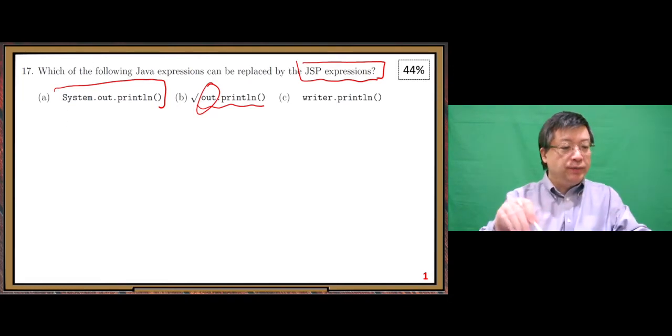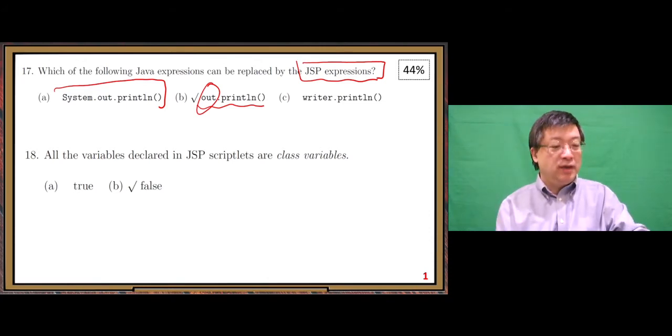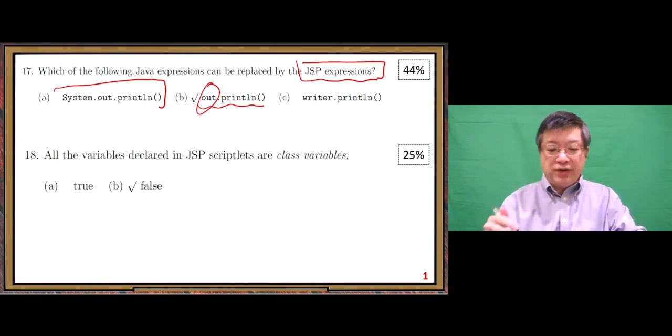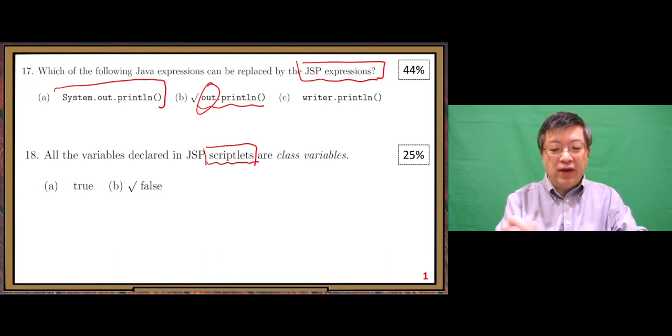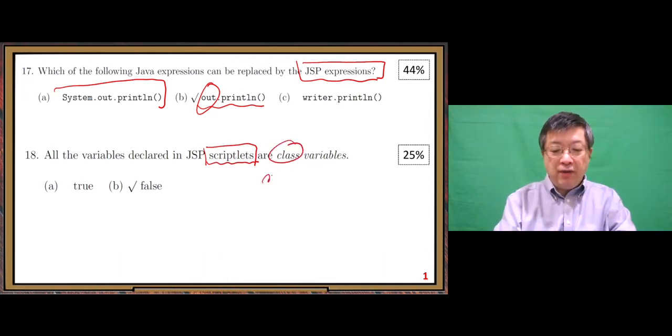Next question, number 18. This is pretty easy, just a concept, right? One quarter missed this question. Here, all the variables declared in JSP scriptlets, pay attention to the scriptlets, are not class variables. They are method variables, not class variables.